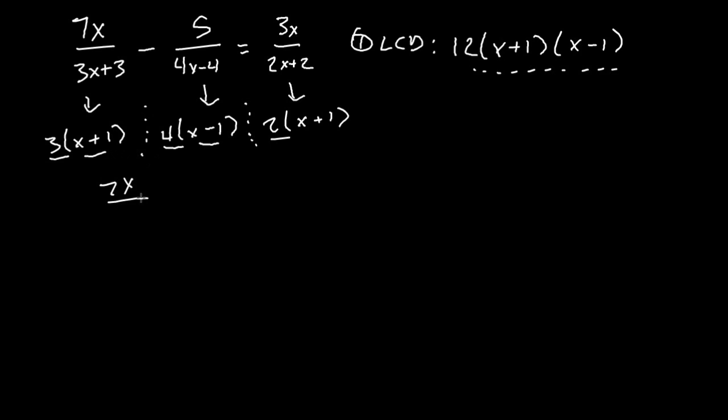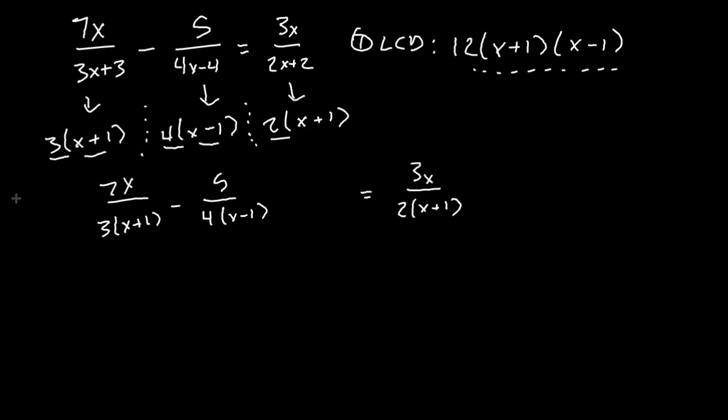So let's go 7x, and let's rewrite it in its factored form. And minus, we'll go 4 times x minus 1. And I'm going to leave some space because I'm going to have to multiply 3x over 2 times x plus 1. Okay, now let's multiply by our LCD, multiply straight through so we can cancel our denominators.